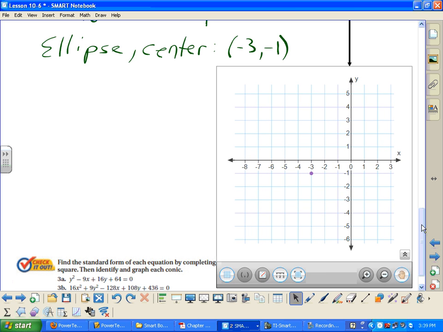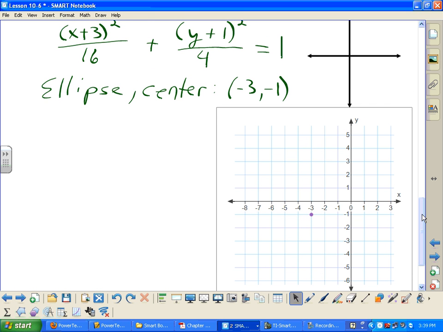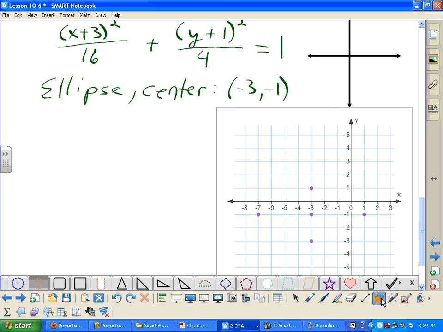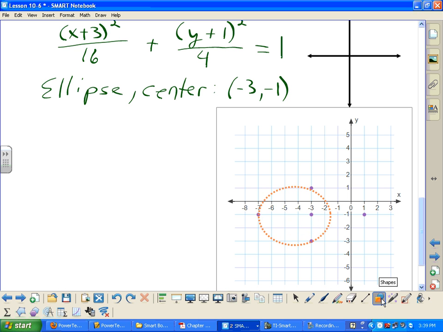Okay, so we're going to go 4 to the left, because our value of a is 4, so we go to -7 and +1, and go up 2, and down 2, to the points -3, 1, and -3, -3, and then we'll draw our ellipse there. And there we go. And there's our ellipse. So this was an ellipse centered at -3, -1.